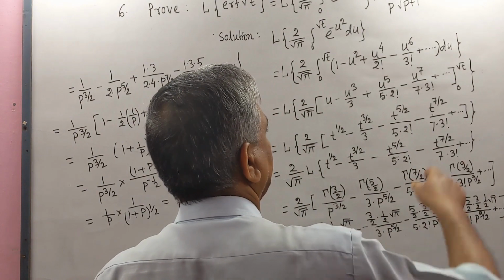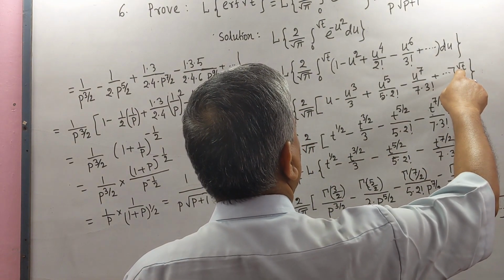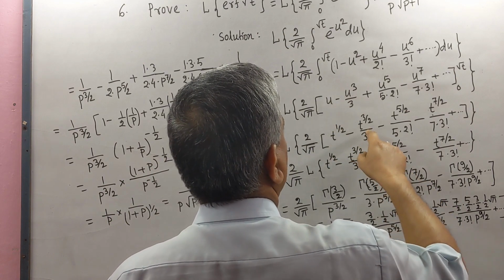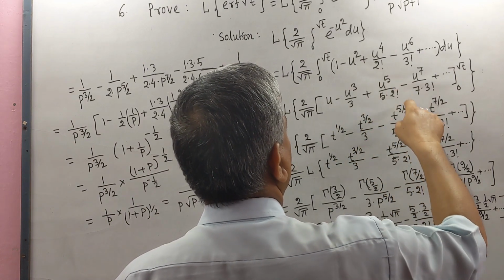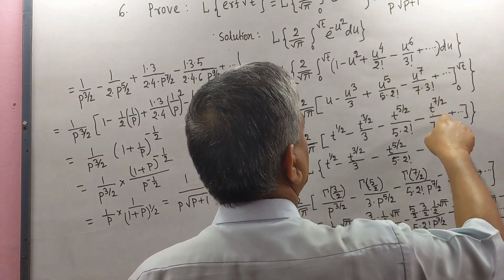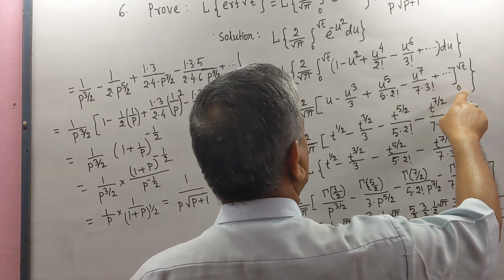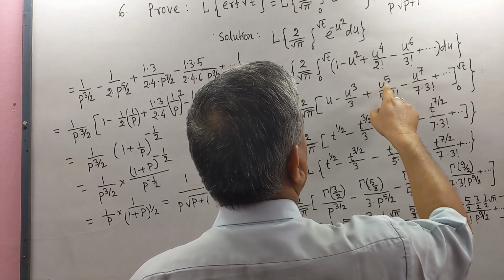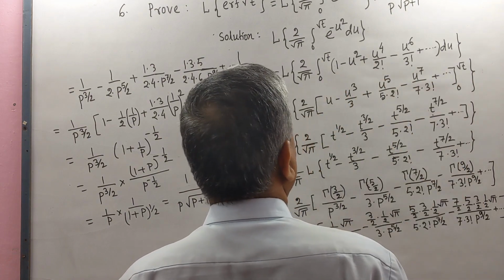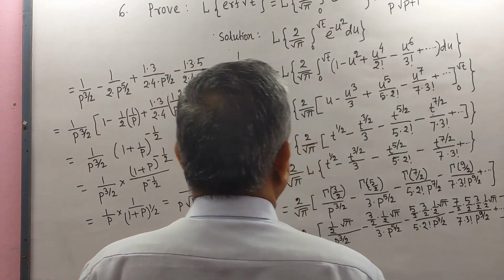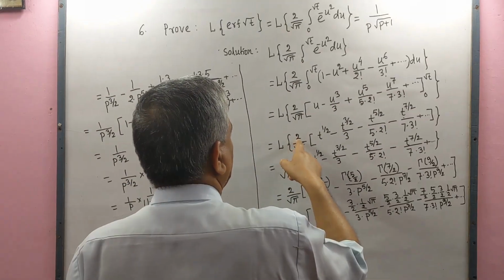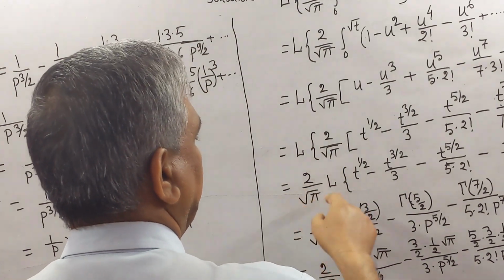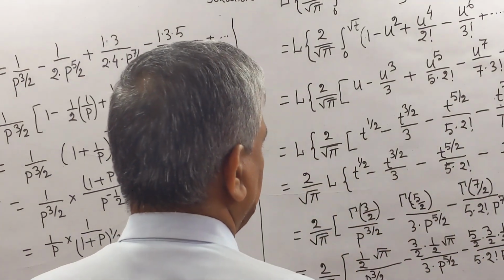We first put the limit square root t. Here we get t to the power half, t to the power 3 by 2, t to the power 5 by 2, t to the power 7 by 2, and so on, minus the value at 0: u equal to 0, u cube equal to 0, u to the 5 is 0, this is 0. So we get here 2 by square root pi, which we take outside, and then the remaining terms.